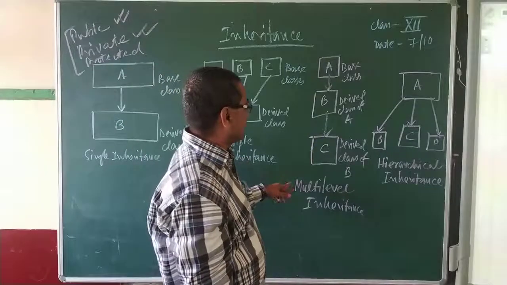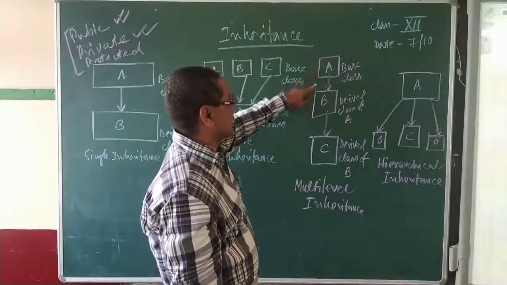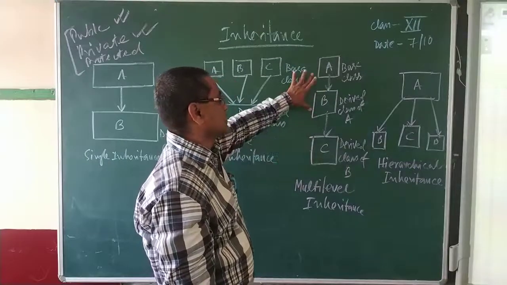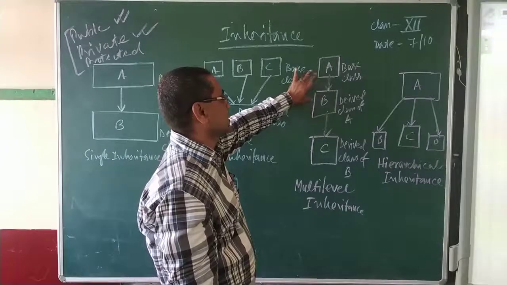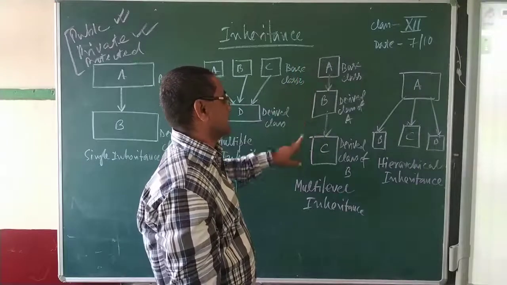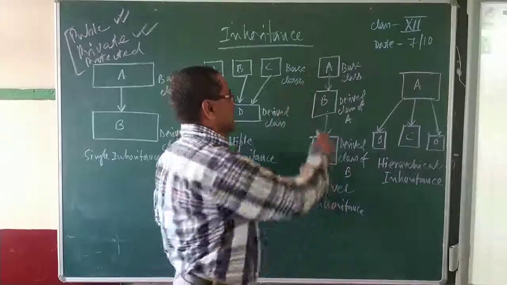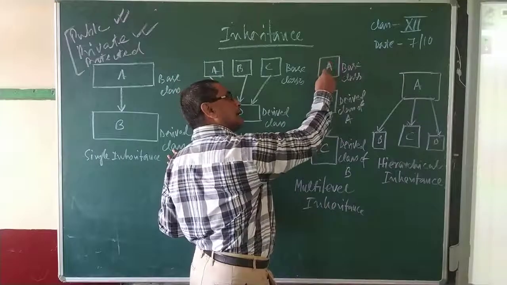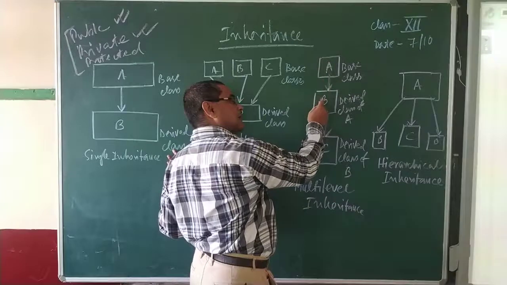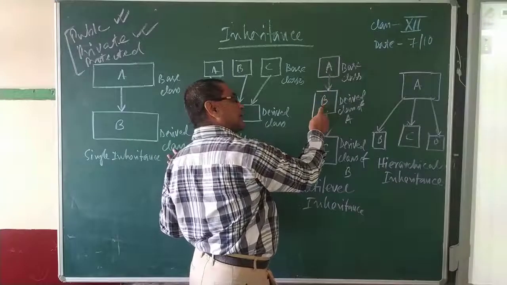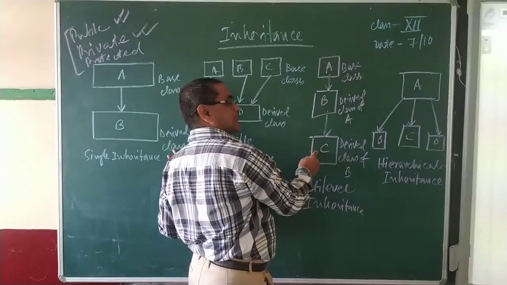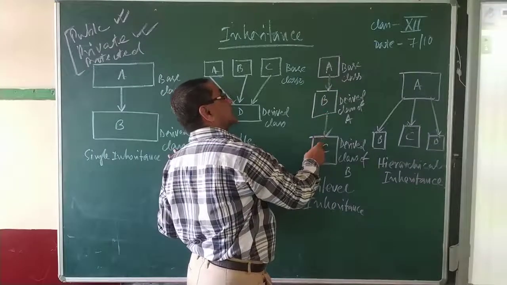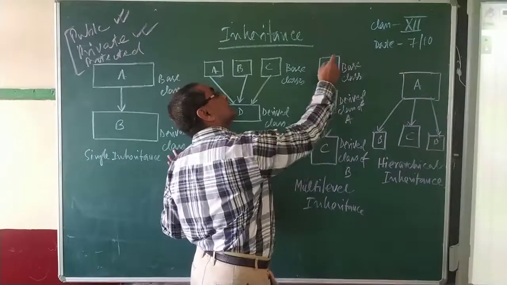Now here is multi-level inheritance: the base class, the derived class of A, and the derived class of B. This is the concept: grandparents, parent and child. Whatever data you write as public in the A class, the B class can access. Whatever data is written as public in the B class, the C class can access. That way the C class can access the B class data as well as the A class data.